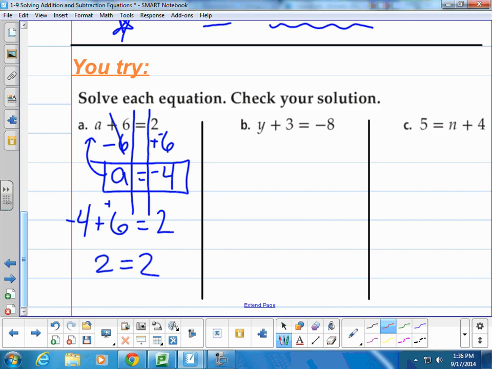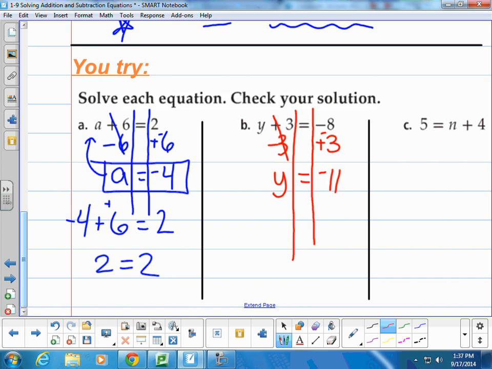Next one. Keeping everything equal, one side to the other. y plus 3 equals negative 8. So what did y represent before I added that 3 on? So I'm going to undo and take that 3 away. And y is alone now. y should have equaled, well, here we go. I'm going to add the opposite. Negative plus a negative is a negative. 8 plus 3 is 11.